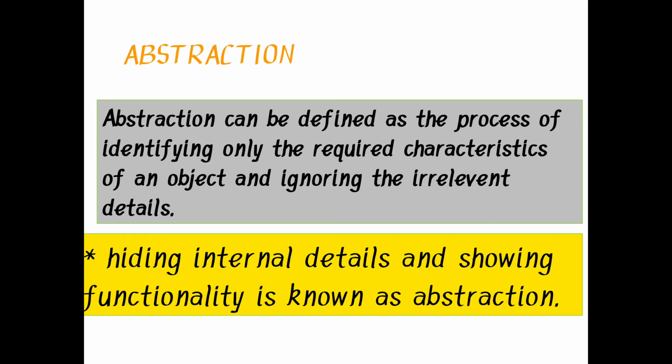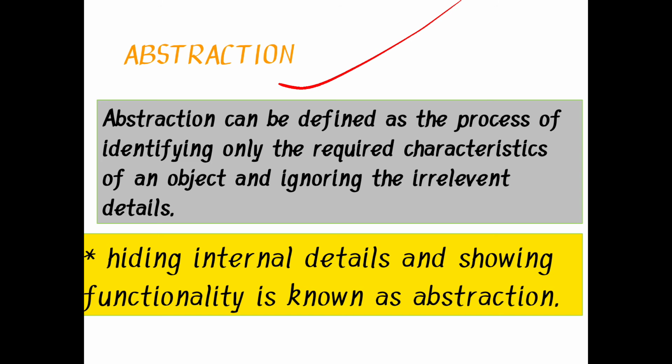The next one is abstraction. Abstraction is also a feature of object oriented programming. So now let's discuss it in detail. Abstraction can be defined as the process of identifying only the required characteristics of an object and ignoring the irrelevant details. For example, if you are using a cell phone, you only use the camera, Facebook, WhatsApp, and all the required things which you are using.